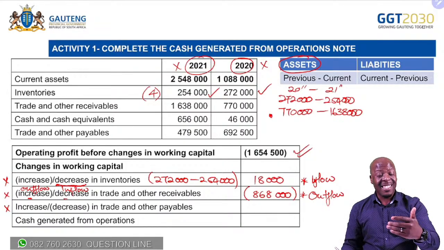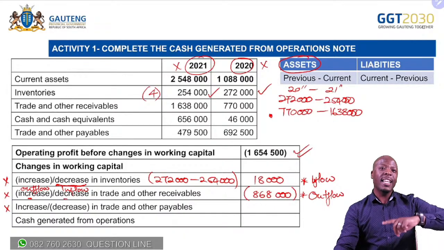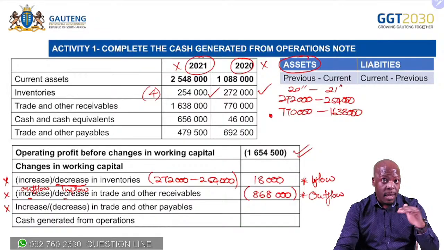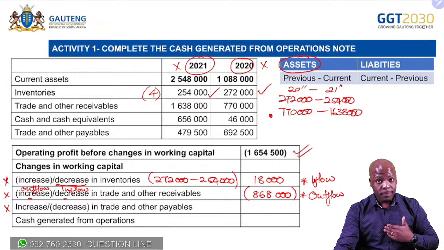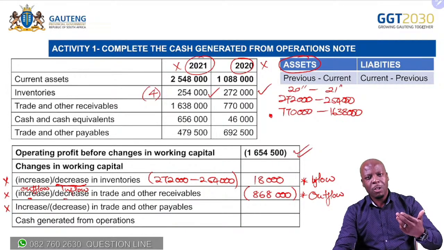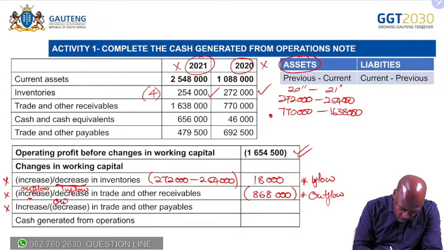Creditors, businesses and individuals, we owe them money. If our creditors are increasing, that means we are not paying them. And if we don't pay them, we consider it to be a cash inflow. And the opposite therefore becomes true: if our creditors are decreasing, why would creditors decrease? Because we're paying them. And once we pay, cash is going out. So a decrease becomes an outflow, yet an increase becomes an inflow.